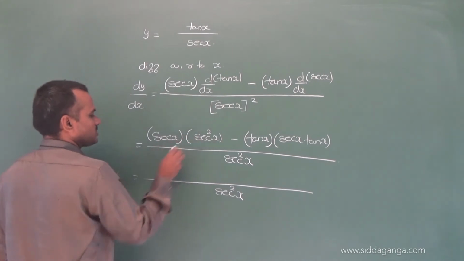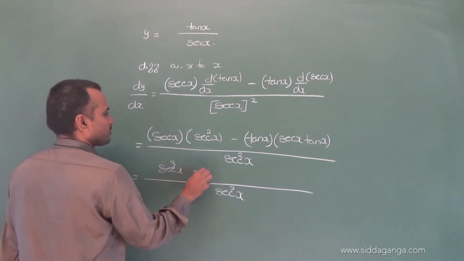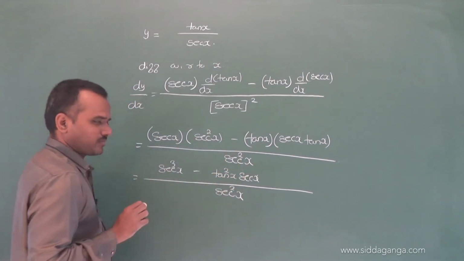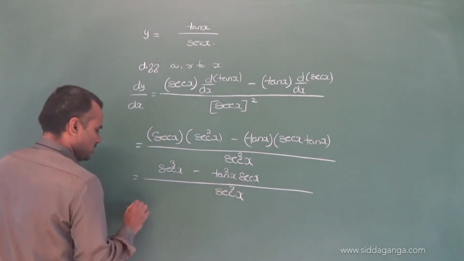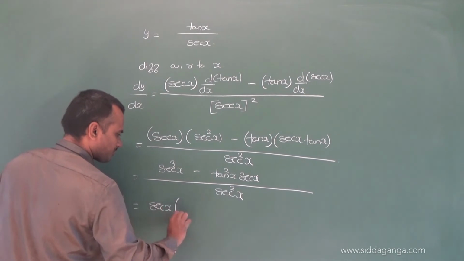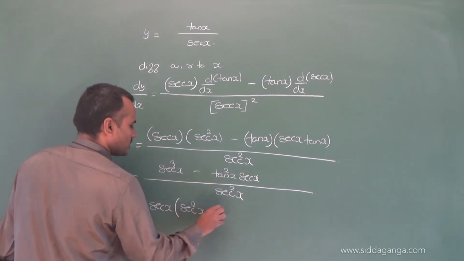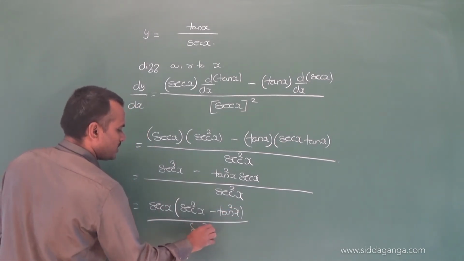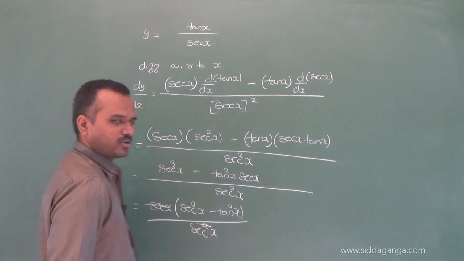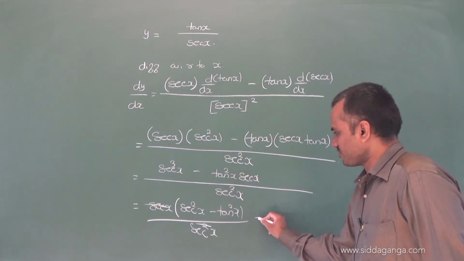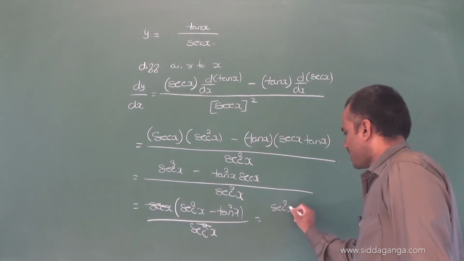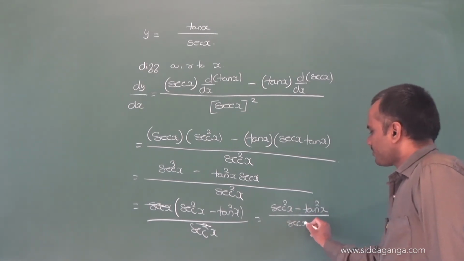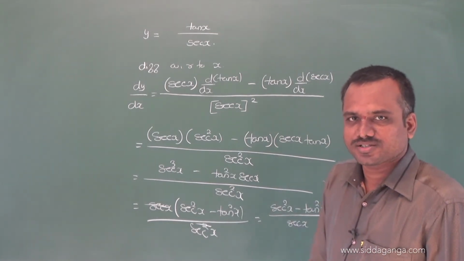Secant square x, secant cube x minus tan square x into secant x. If you want, you take secant x common: secant square x minus tan square x divided by secant square x. One term cancels. What is left? Secant square x minus tan square x divided by secant x, divided by secant x.